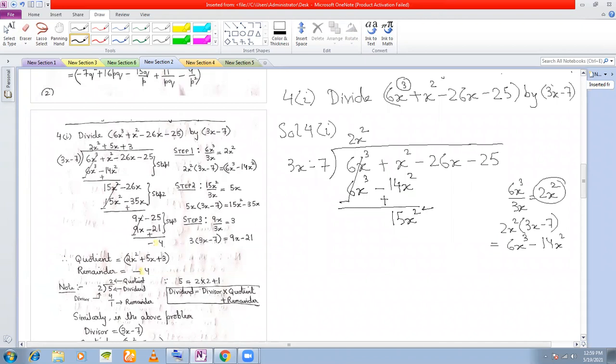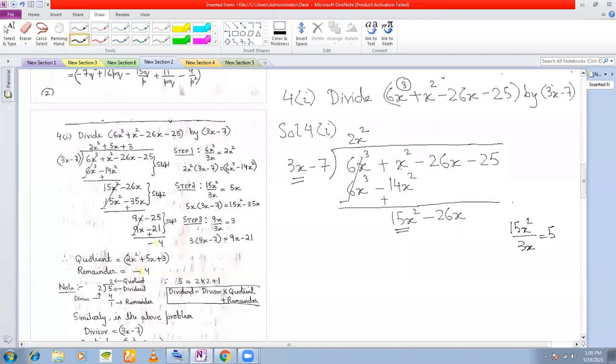Now see the power of x here is 2, the power of x here is 1. Still you can divide them, right? So what you do here is you take one term below, that is minus 26x, you take below first. Okay. In the second step, you will take the leading term here, 15x square. And what is the leading term of the divisor? 3x. So you get 5x, right? So write plus 5x on top.